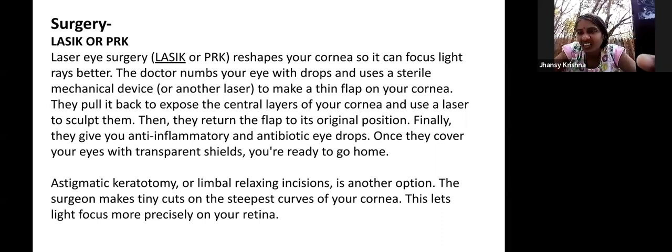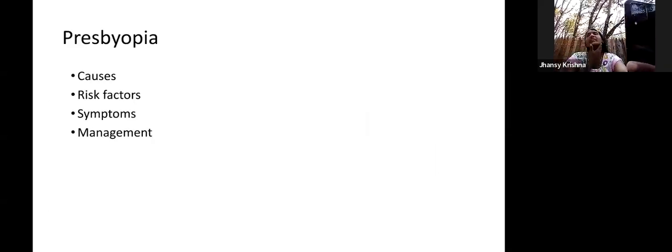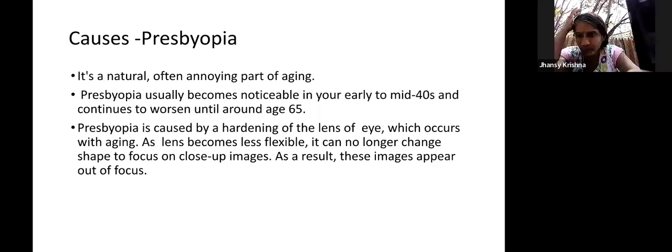Fourth refractive disorder is presbyopia. Cause of presbyopia is aging. It normally occurs in the 40s and worsens around 60 to 65 years of age.